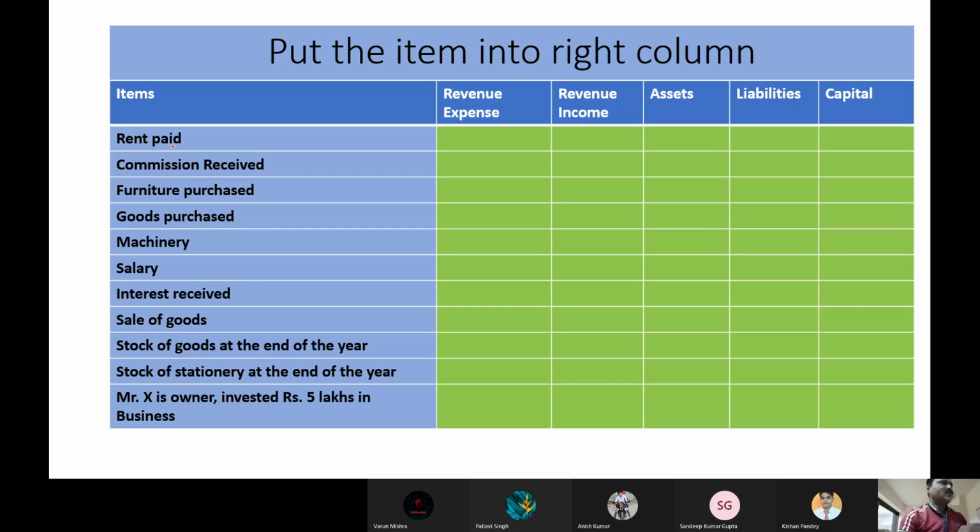So rent paid. Rent paid is an expense. And what kind of expense? Revenue expense, because every year we need to make payment. Okay, so this will be revenue expenses, right? Now commission received. So commission received is what? It is an income, and revenue income. Why? Because we receive such kind of income every year, of a frequent nature. So it will be revenue income.